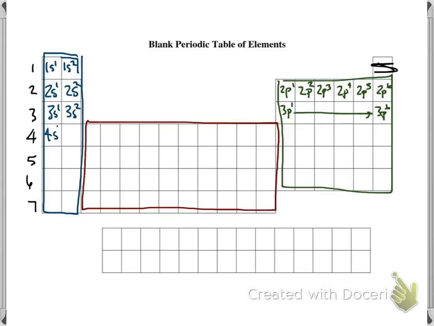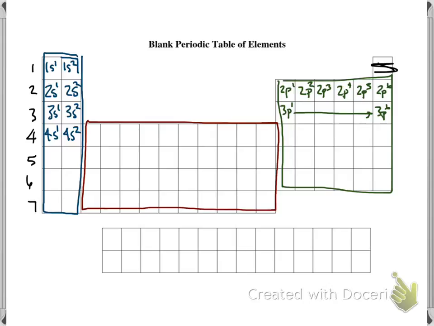So I go 4s1, 4s2, and then one thing that you should have gotten from your ChemQuest is that the D sublevel starts at the third energy level.